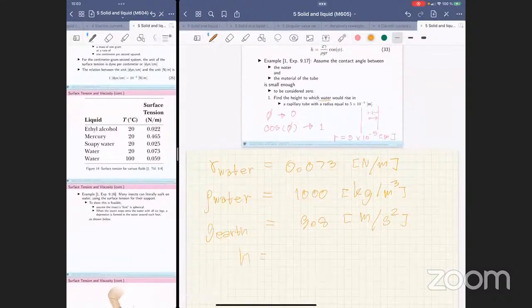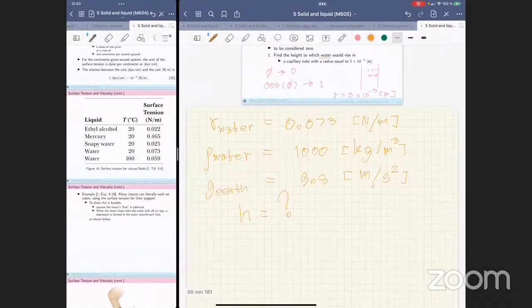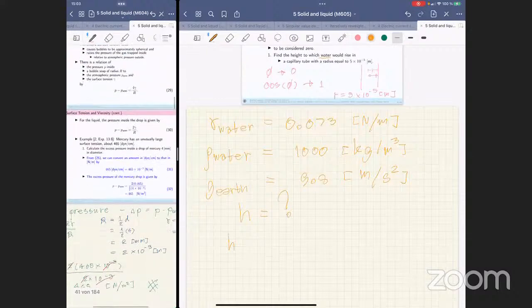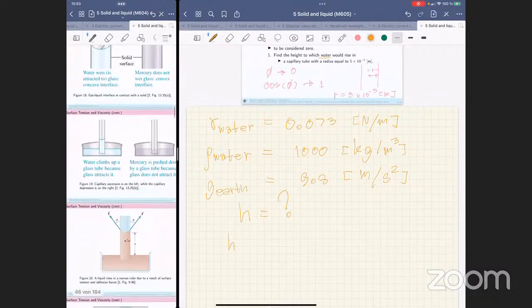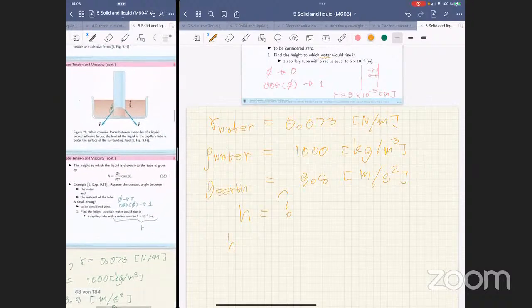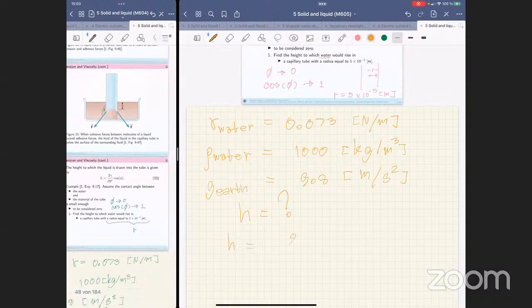They want to know h, right? What is that? So h from this formula is computed by equation 33, right? Which is 2 gamma by rho g r and cosine angle phi. But in this case, phi would be 0, right? And it brings cosine phi to number 1. So this one is only number 1, right?